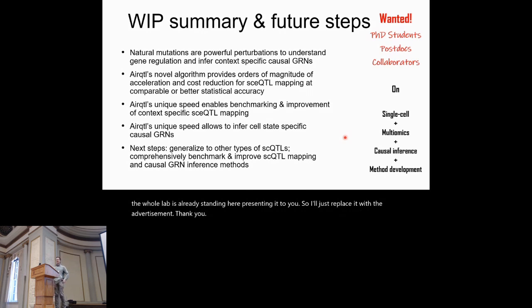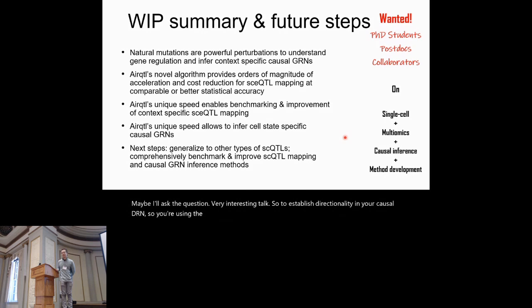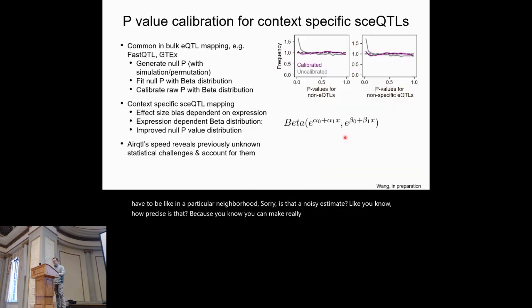Maybe one question. Okay, maybe I'll ask the question. Yeah, very interesting talk. So to establish directionality in your causal GRN, you're using the cis gene variation and then using that to establish the edge, right? How clean is that mapping of cis gene association? Is that noisy? I mean, don't you have to be in a particular neighborhood? Is that a noisy estimate? Like, how precise is that? Because you can make really precise perturbations with things like perturb-seq.